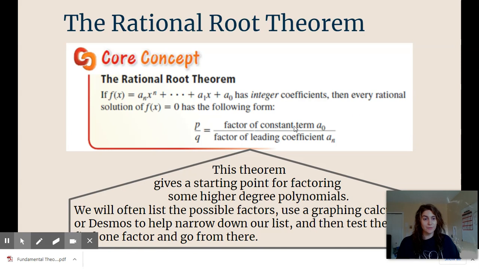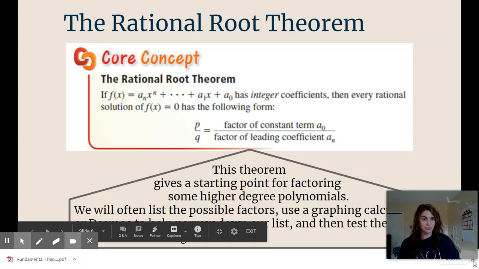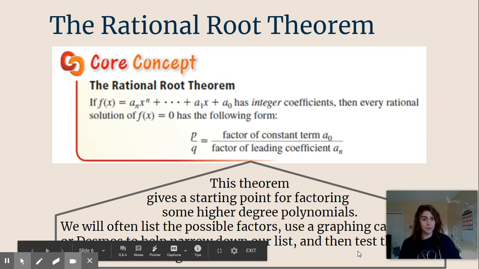So the rational root theorem says if you take your leading coefficient and your constant and you divide them, you set up this fraction, constant over leading coefficient, the factors of each term will create a list of possible solutions. Doesn't mean that every number that I list out is going to be a valid answer, but it does tell me a list of possible solutions that could work.